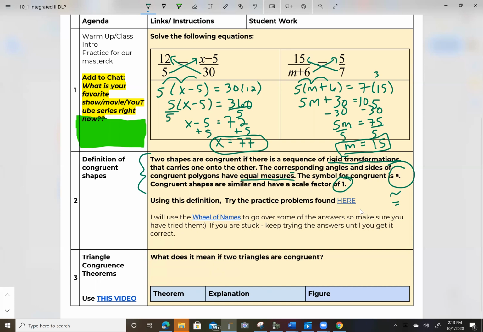Using this definition, do these practice problems here. Click on that link. I want you to make sure you are getting the correct answer. So if you click one answer and it tells you it's wrong, click some additional answers, okay?